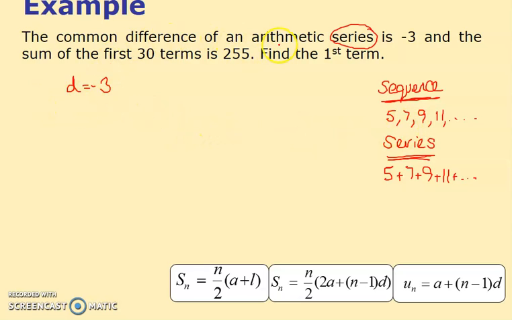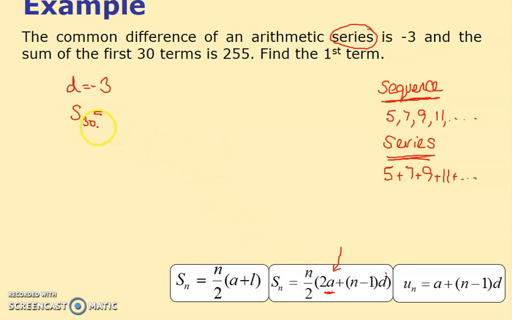So anyway, we'll go back to this question. We've got the common difference is minus 3, and the sum, it says, of the first 30 terms. So I use a capital S, 30. Now what is the formula I'm going to use? I want the first term, and I think I'm going to use this because I know the D, I know the N, and I think I'll be able to find the A if I use this formula. So I'm going to use this.